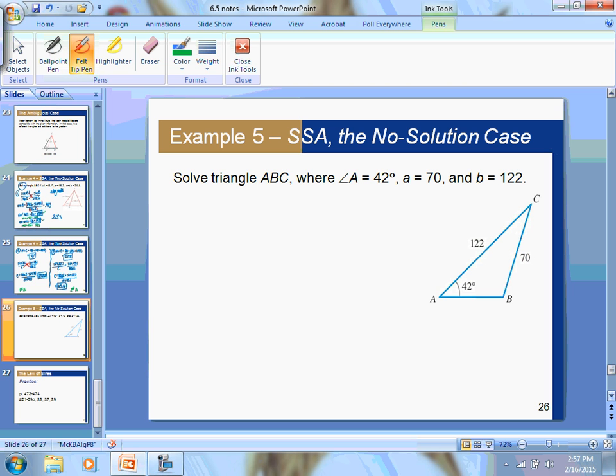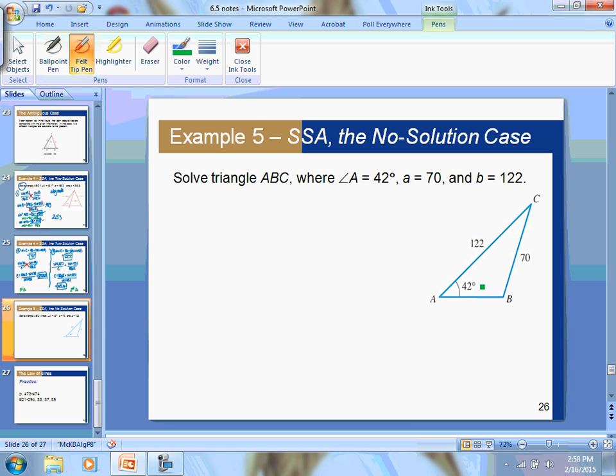Okay, last example then is to talk about what happens when you have no solution. Now these are meant to be pretty fast problems, okay? You're still going to be given information about an angle and a side. So here we have angle A, and side B. Okay, so you have a side and an angle.